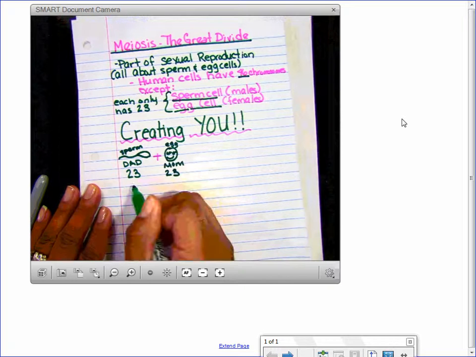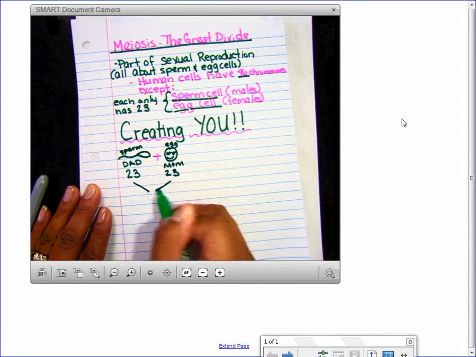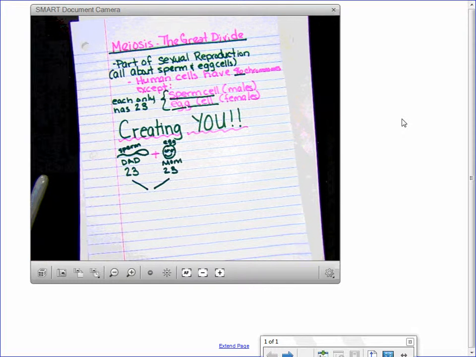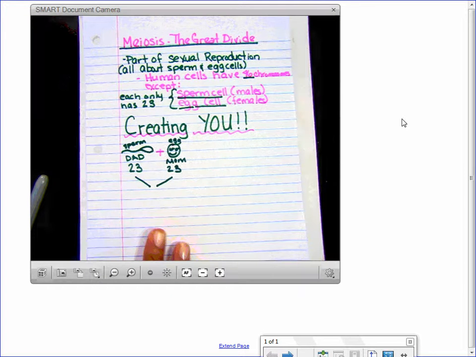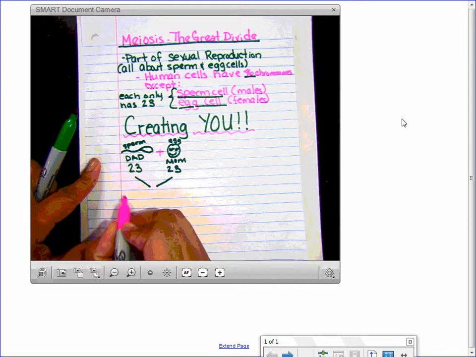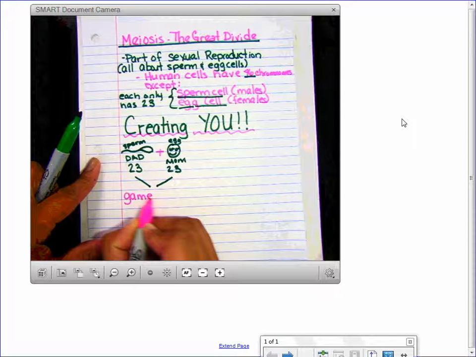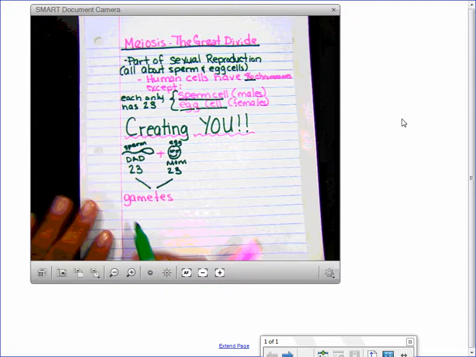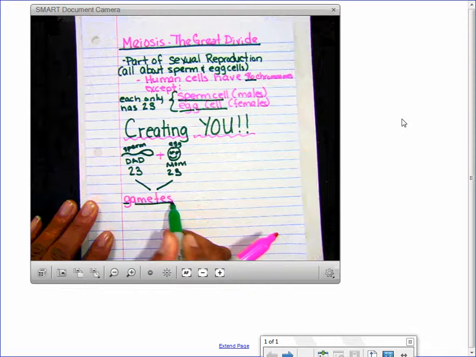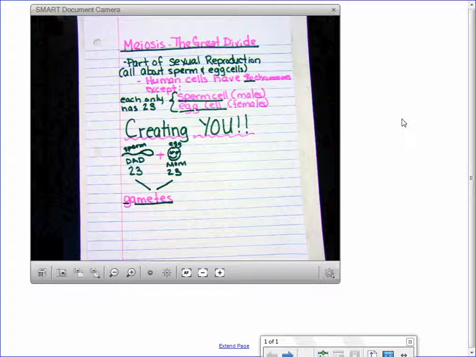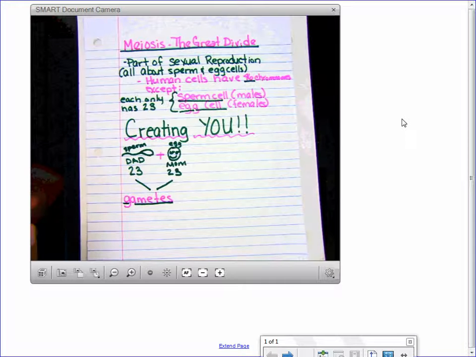These two types of cells are called what? What did they say from the video? Somebody remember? A sperm cell and an egg. These are called gametes. It's the fancy name for them. You want to sound intelligent, call them gametes, not sperms and eggs.